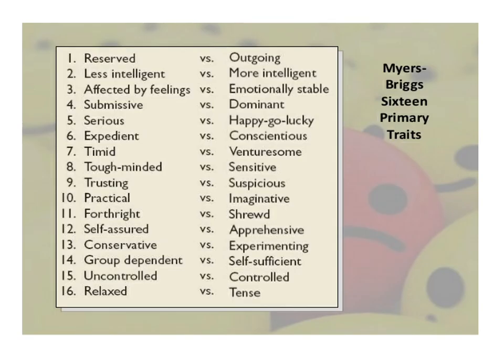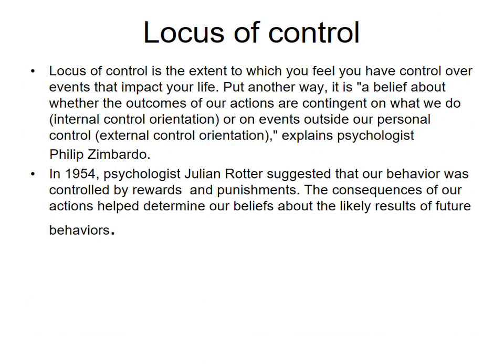Next one is locus of control. Locus of control is the extent to which you feel you have control over the events that impact your life. Putting it another way, it is a belief about whether the outcomes of our actions are contingent on what we do or on events outside our personal control. Whether the events are in our control or out of our control, as explained by psychologist Philip Zimbardo.